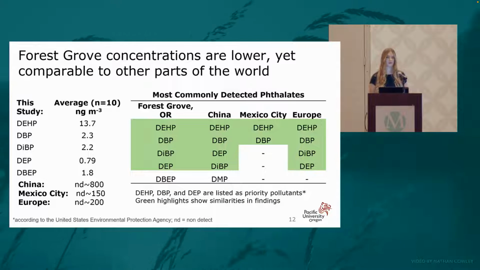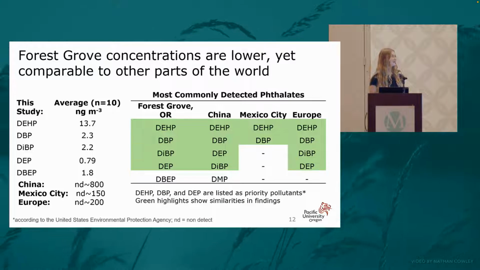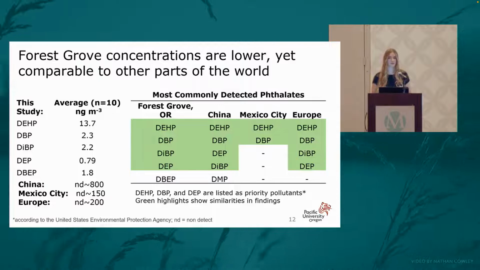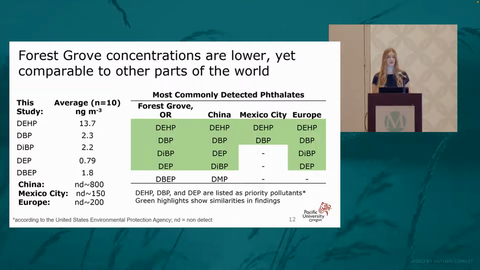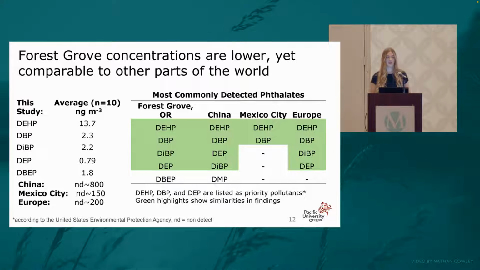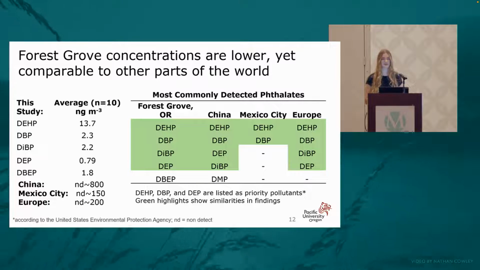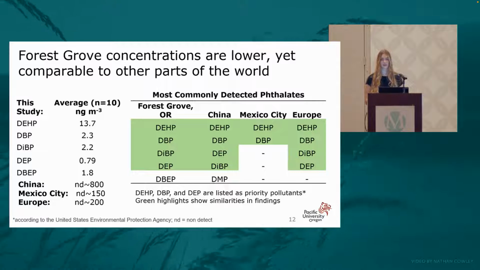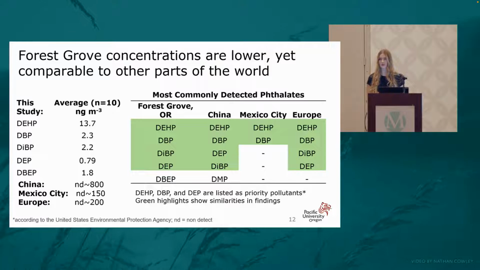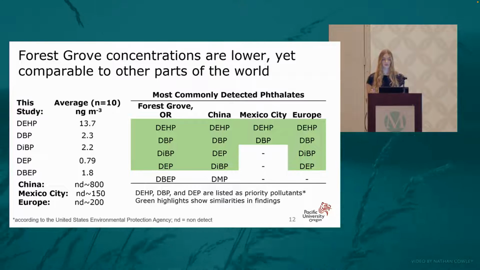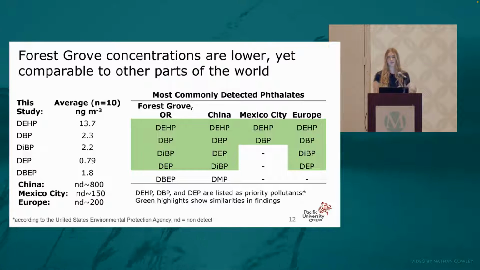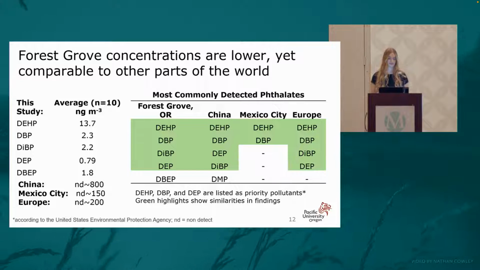So if you remember from earlier, I mentioned that the concentrations around the world are upwards of about 150 nanograms per cubic meter, and my concentrations are up to 13.7. So the concentrations I've detected are far lower than those detected across the world. One of the reasons is potentially the fact that I am sampling in a rural area as opposed to an urban area like China, for example.